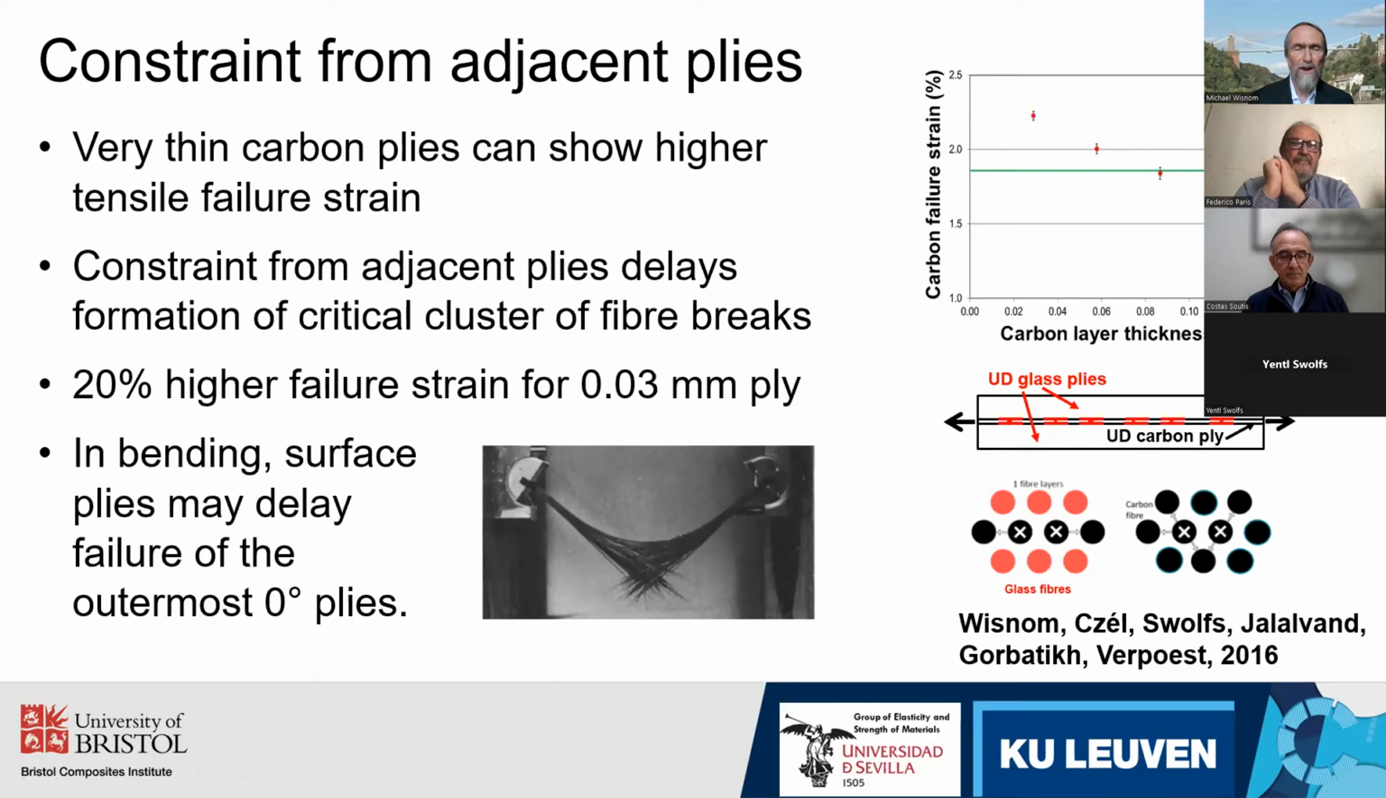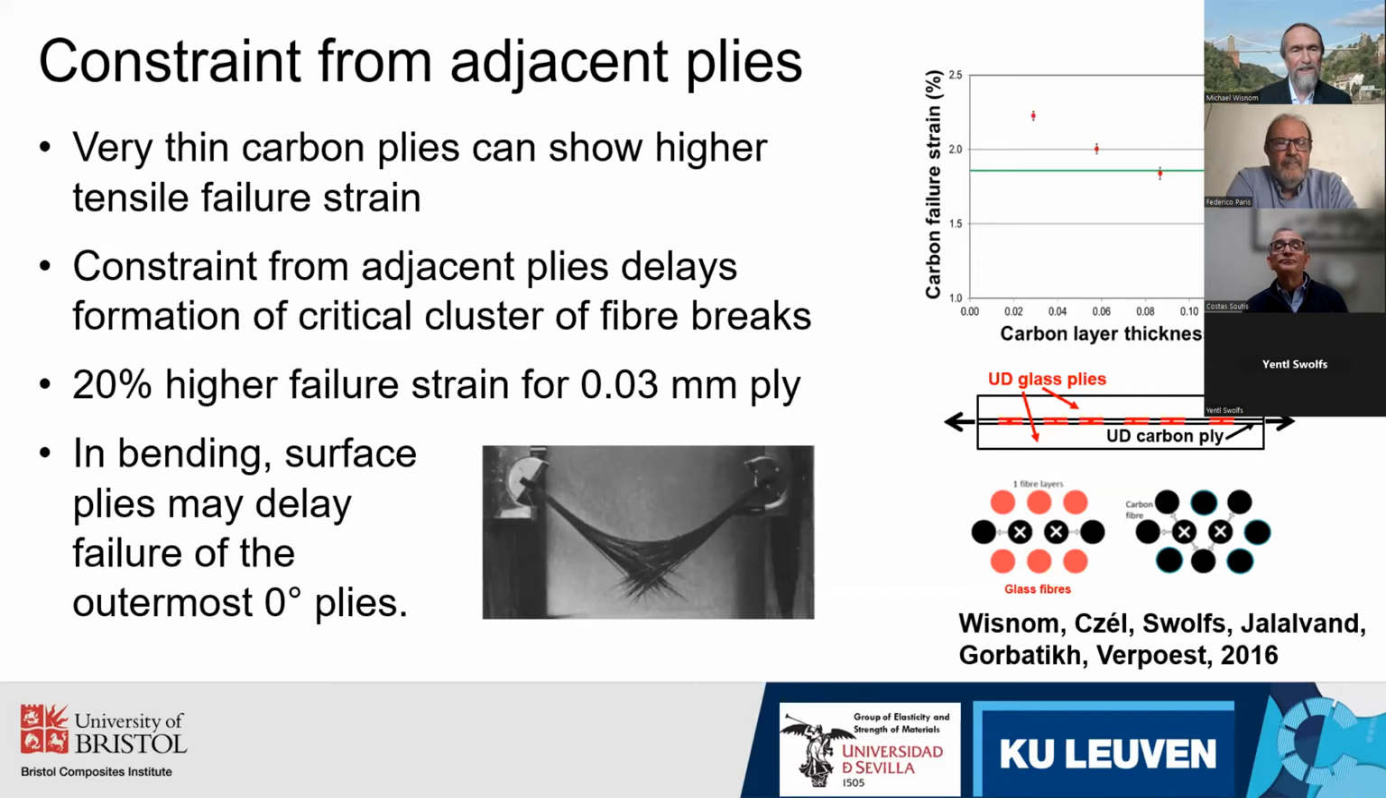Constraint from adjacent plies can also be an issue and may affect the strain at which the fibers fail. And the example I'm showing here is from some work we did on very thin carbon plies in hybrid laminates. And what we found here was that when we had very thin plies with glass on either side, then the fiber failure in the carbon occurred at a higher strain. And it wasn't a small effect. With the very thin plies, we got a 20% higher failure strain than we had for the thicker plies. And the reason for this, we believe, is that the critical cluster of fibers does not grow in the same way, and the adjacent fibers in the other plies constrain the growth of that critical fiber cluster and therefore delay the ultimate failure in tension.